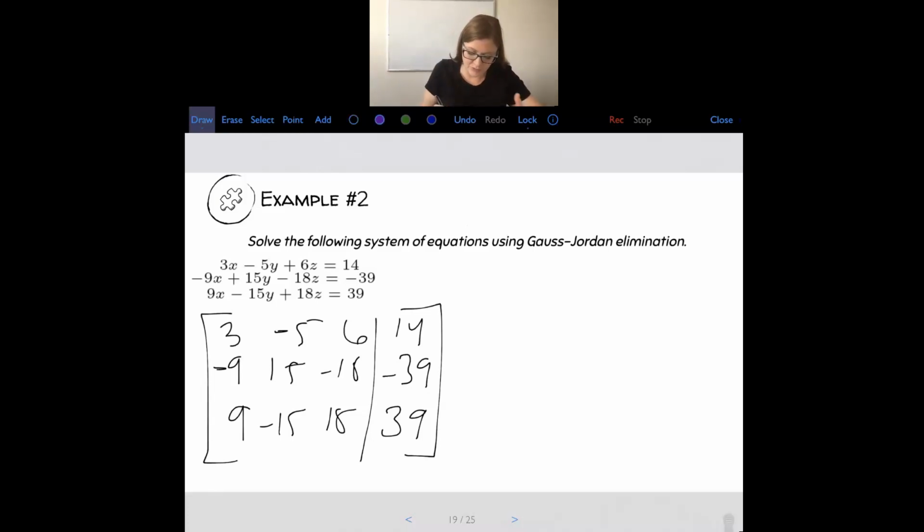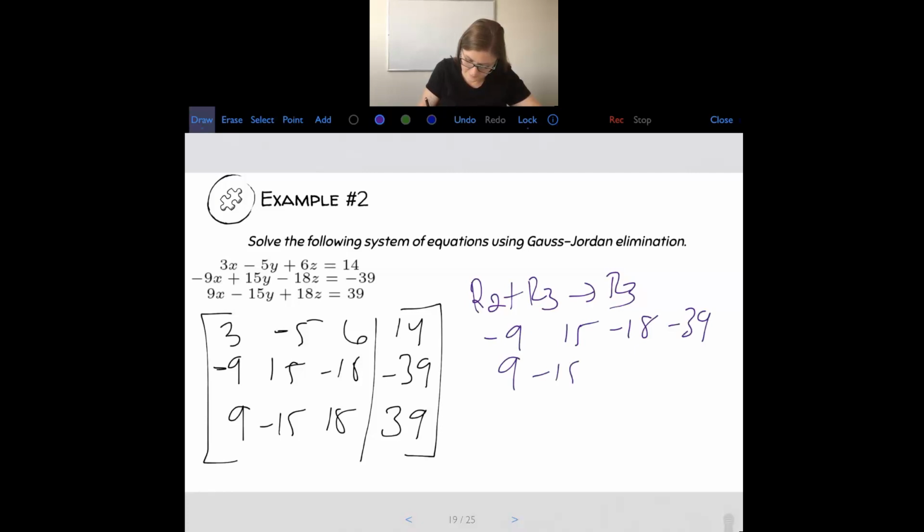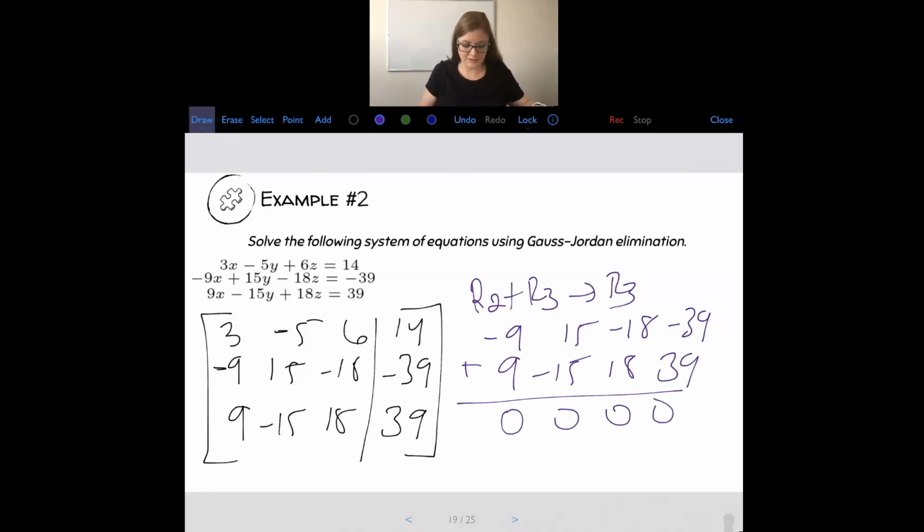So row 2 and row 3 have the same numbers but with opposite signs. So if I add those together, I'm going to get all zeros right away. So row 2 plus row 3, new row 3. And if I add these together, I get all zeros. So let me go to the next slide.